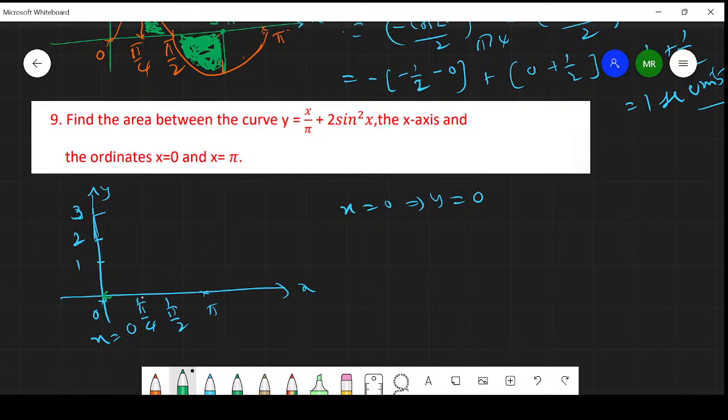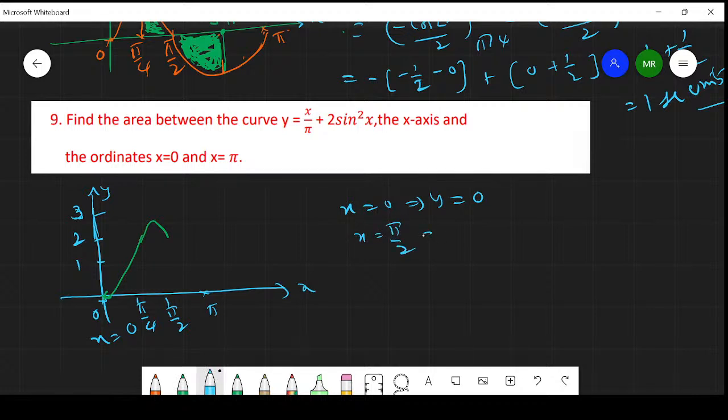If we substitute this pi by 4, check that, x means pi by 4, pi, we will get 1 by 4 plus 2 into 1 by 2, correct? More than 1 it comes, it will go like this. The graph will go up like this for 2 point something, then it will come down. Between 0 and pi, if I take exactly at pi by 2, check that value. What are the values at pi by 2?